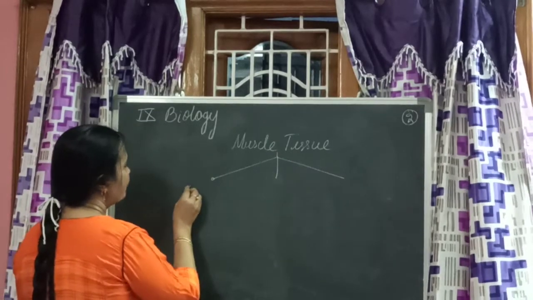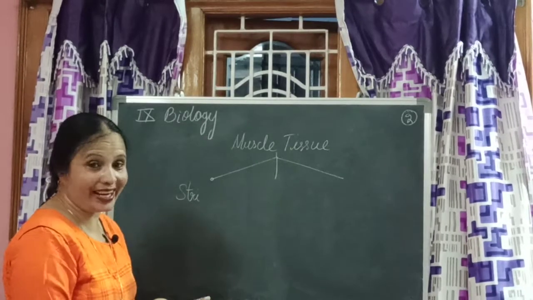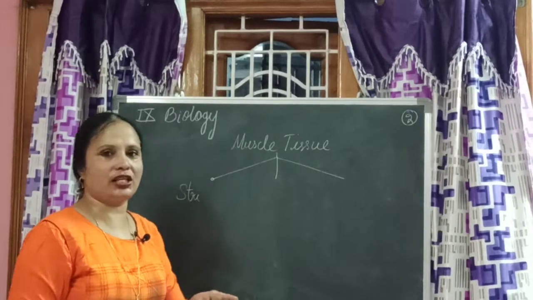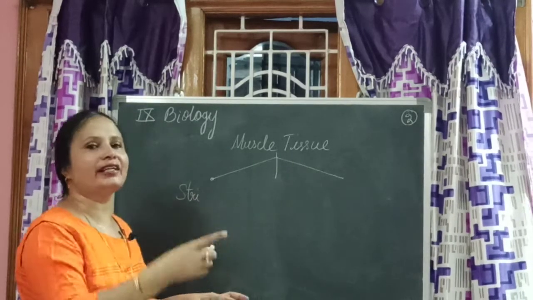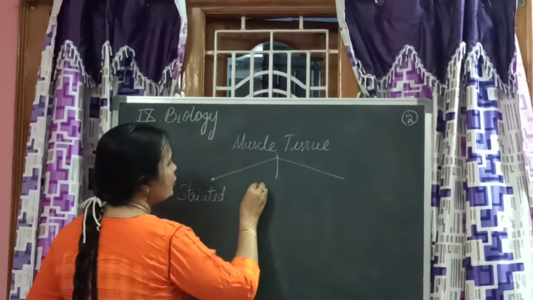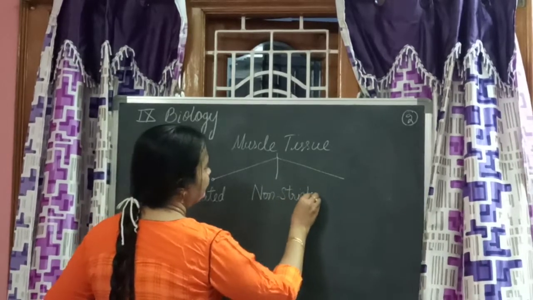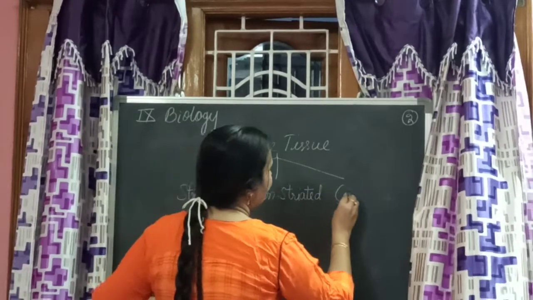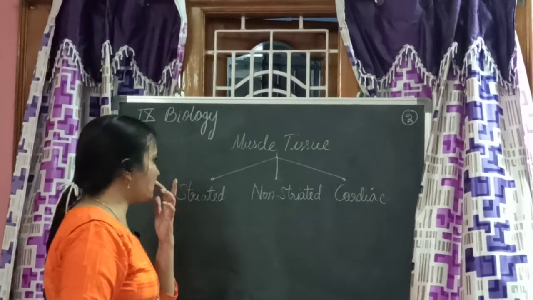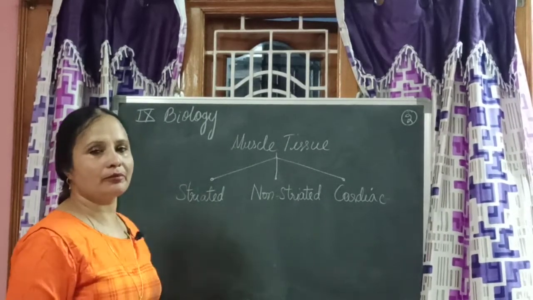First one is striated. See the spelling I am writing, children. It is not straight. Straight spelling is S-T-R-A-I-G-H-T. But here I am writing striated. And then non-striated. And then cardiac. There are 3 types of muscles: striated muscle, non-striated muscle, and cardiac muscle.